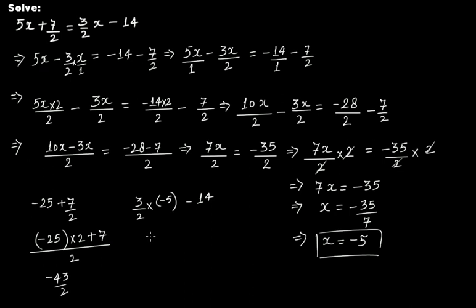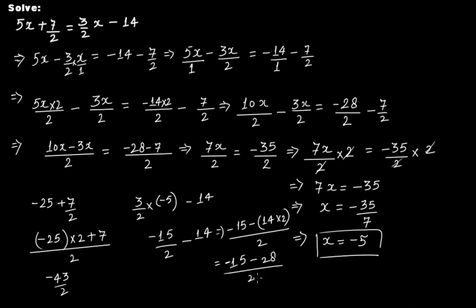Now on this side you'll get minus 15 by 2 minus 14. This becomes minus 15 minus 14 times 2 divided by 2. You get minus 15 minus 28 by 2. You get minus 43 by 2. Right? So we have cross-checked our value.